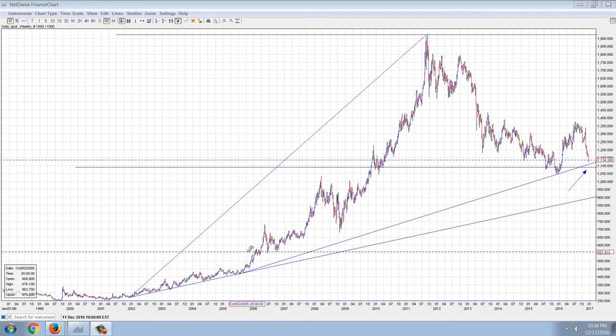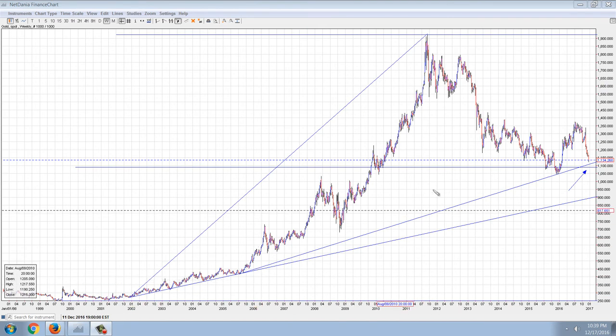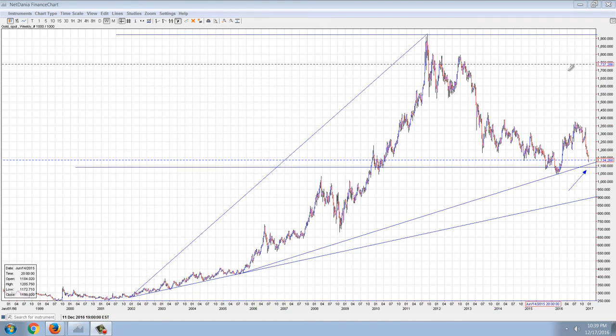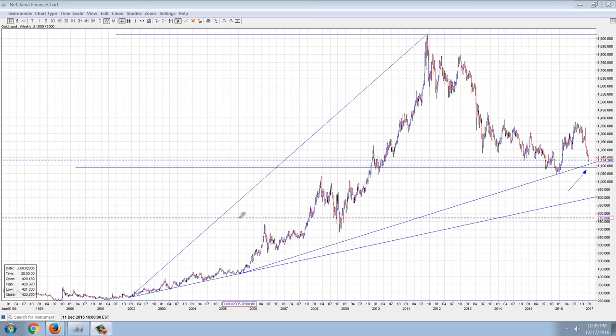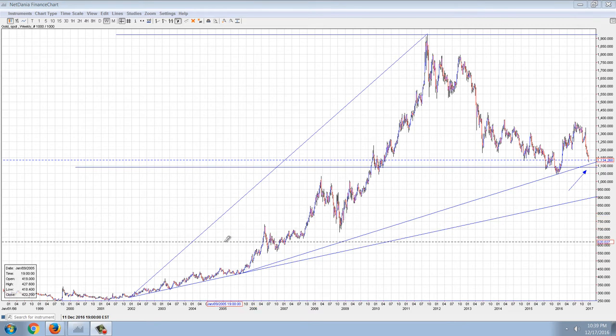This is the weekly chart of gold on Netdania. What I've drawn in here, the first thing I want you to notice, is this cone formation, which describes the bull market that we've had in gold so far. So the big question is, is the bull market over?